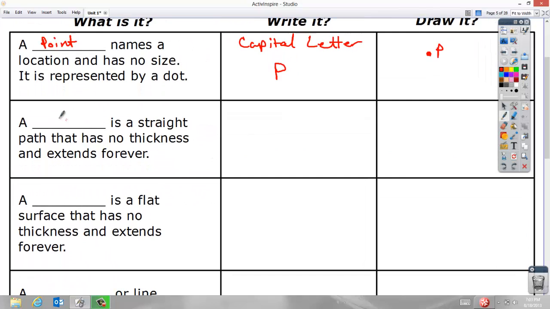All right, the next one. A blank is a straight path that has no thickness and extends forever. Hopefully you know what that is. It's straight and it extends forever. That's a line. Okay, how do we write a line? We use any two points with a line on top.